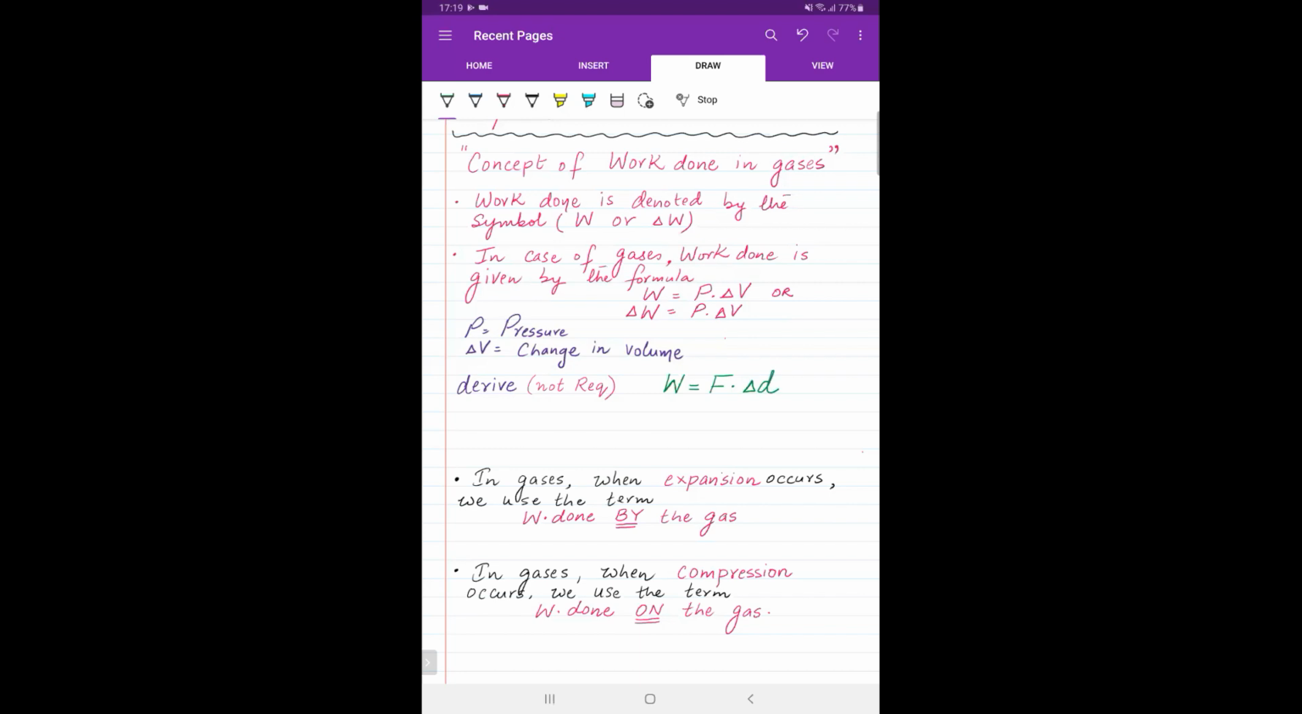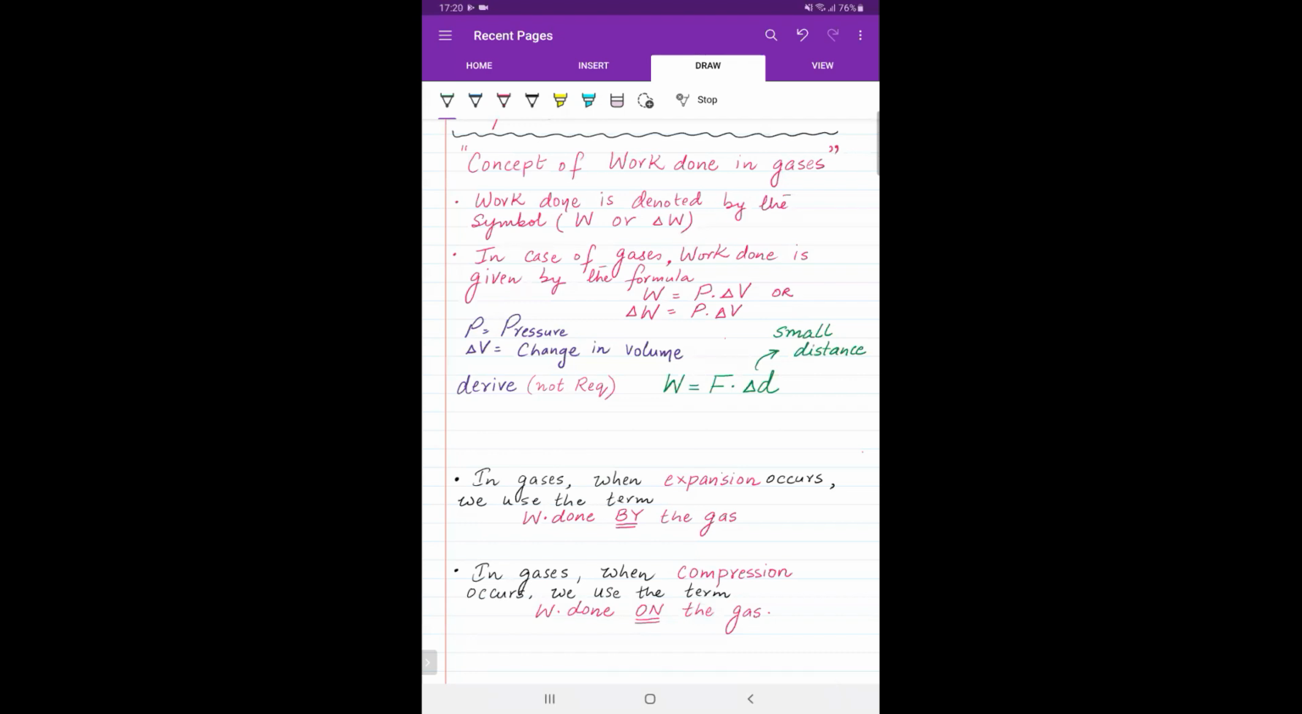If I assume the distance moved to be a small distance, then I can denote the distance by the term delta D. So the formula for the work done, instead of F into D, can now be written as F into delta D, where the term delta D refers to small amount of distance that is moved.